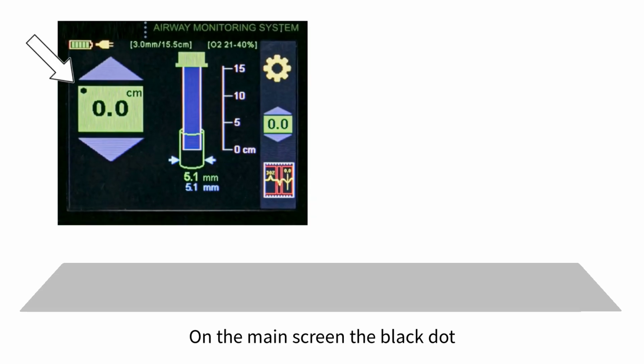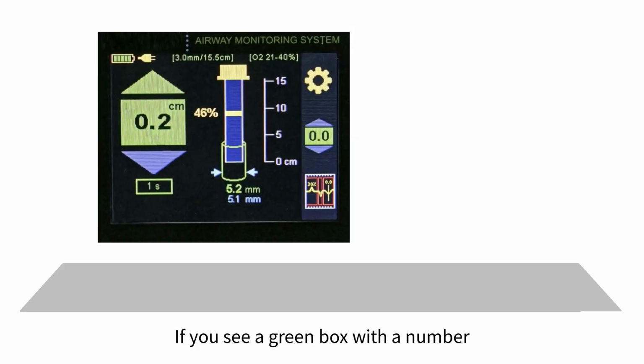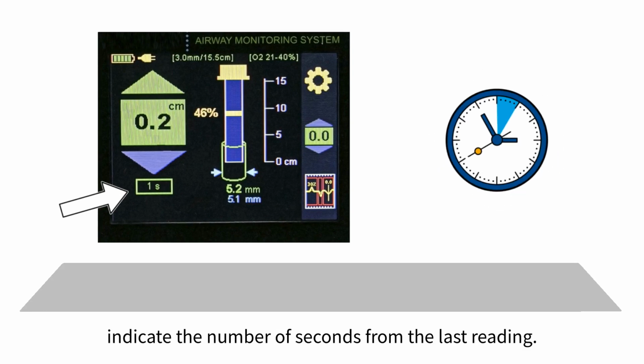On the main screen, the black dot indicates that a measurement is being taken. If you see a green box with a number flashing below the movement section, it will indicate the number of seconds from the last reading.